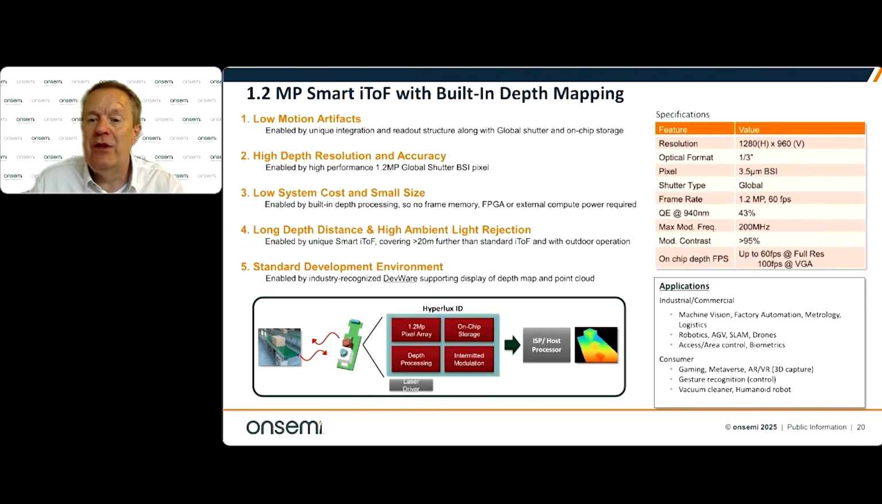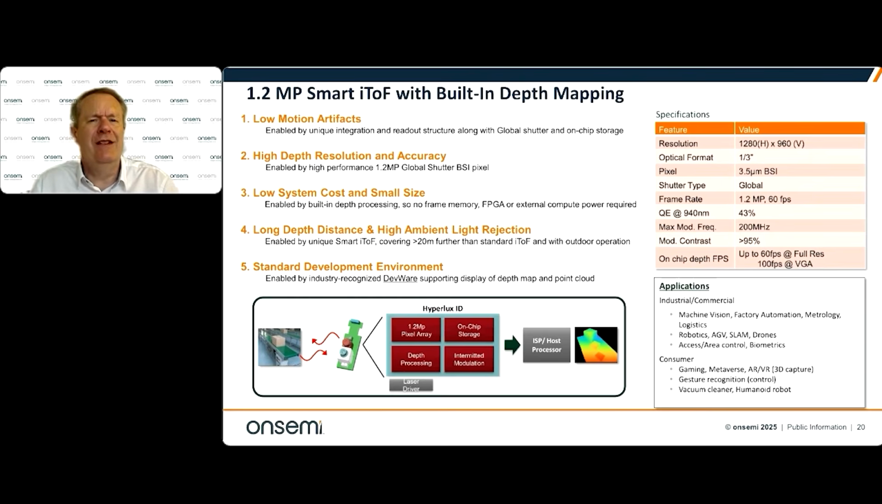So this is a 1.2 megapixel sensor. It's a 1/3 optical format, so standard lenses can be used with this, and 1/3 lenses are pretty much available. It's a 3.5 micron pixel BSI sensor, so a highly sensitive BSI global shutter sensor, which bins to an effective 7 micron pixel when you get to binning and VGA. The frame rate is 60 frames per second, and you can get up to 100 frames per second when you do binning with on-chip depth calculation.